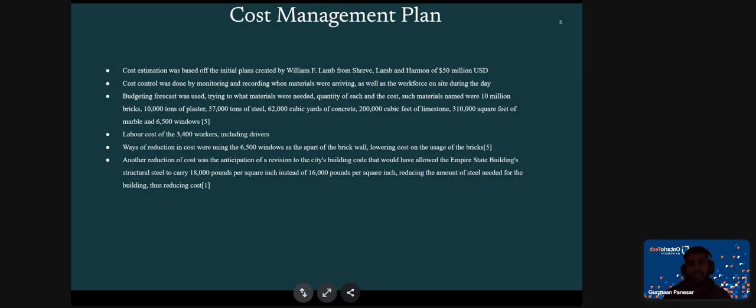Another reduction of cost was the activation of the revision to the city building code that would allow the Empire State Building structural steel to carry 18,000 pounds instead of 60,000 pounds, reducing the amount of steel needed for the building. This meant that more weight could be shifted onto these steel fabrications, and that means less steel fabrication has to be created and installed.